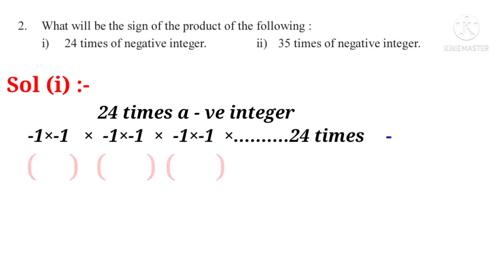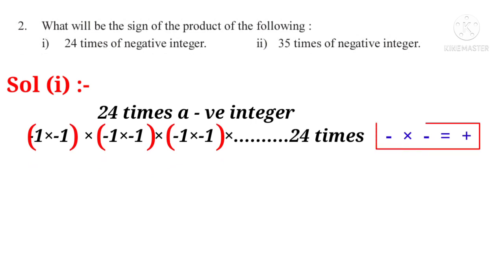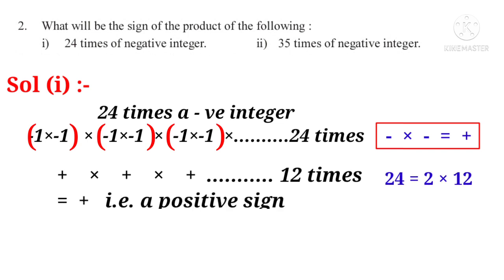So put a bracket for each pair. Then in each pair there are two negative numbers. That is minus into minus is plus. So we get plus 12 times because 24 can be written as 2 into 12. So that is equal to the product of plus any number of times, that is 12 times, which also gives positive, that is a positive integer. Another way, 24 times a negative integer. Here 24 is an even integer, so the result is a positive integer.